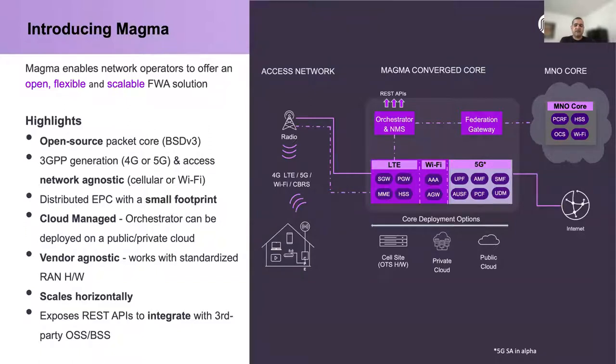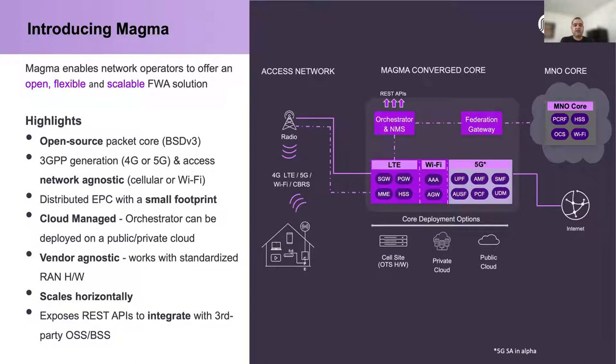Magma is an open source packet core that's licensed under a permissive BSD v3 license. It's 3GPP generation agnostic in the sense that it can support both 4G and 5G architectures, and it's access network agnostic in the sense that it can support Wi-Fi deployments as well. This can be conceived as something similar to a mobile data offload or a TWAG type architecture, where a AAA and a PCRF and a PCEF integration exists within the Magma framework.